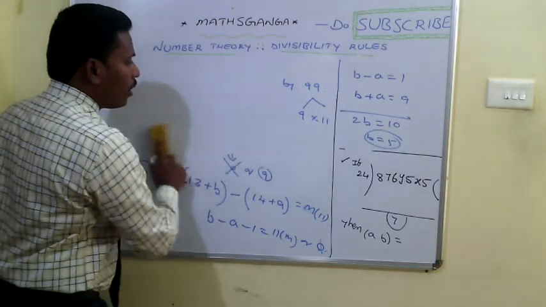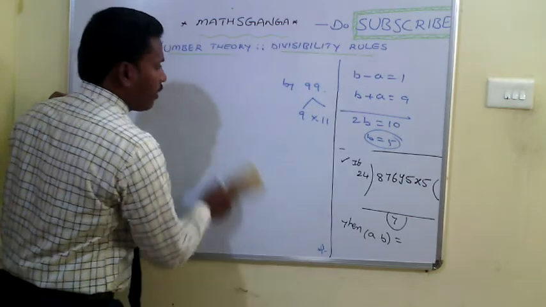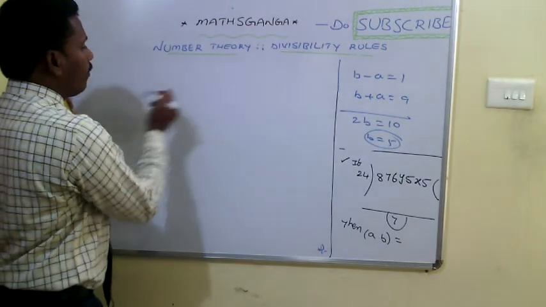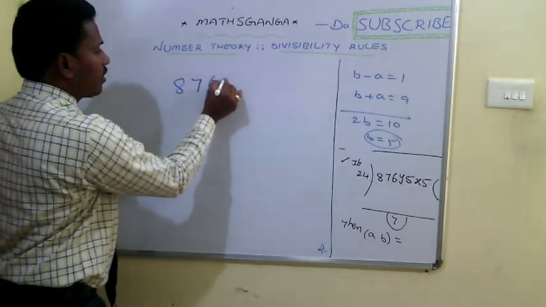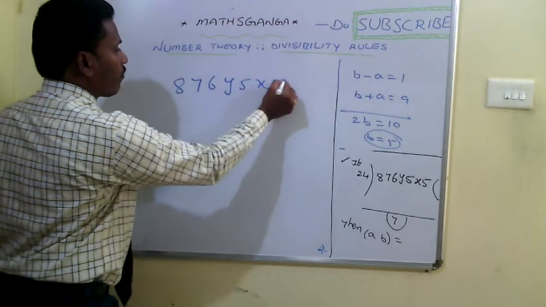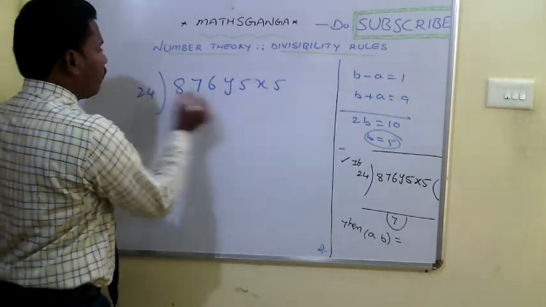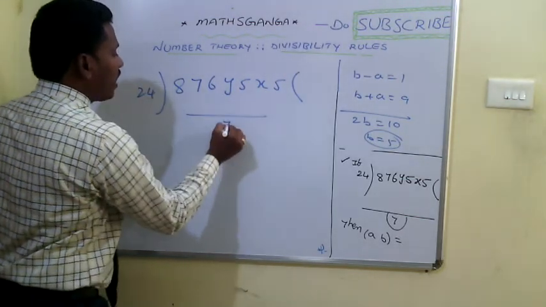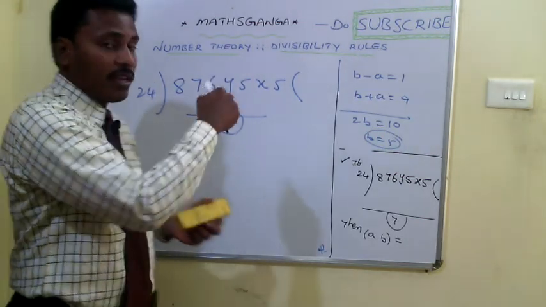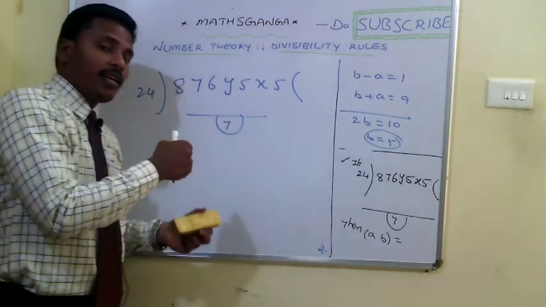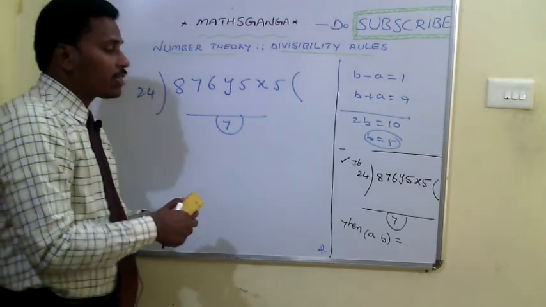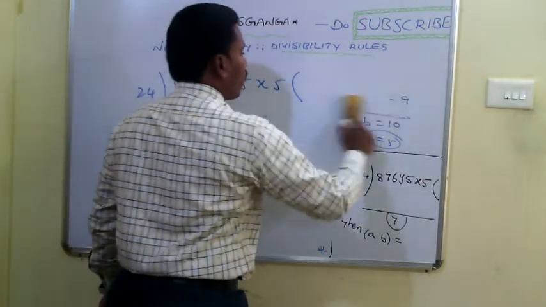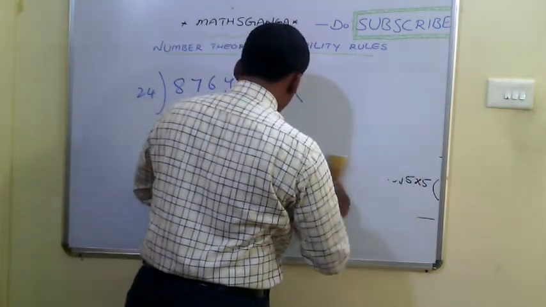What are the values of X and Y if the number 8, 7, 6, Y, 5, X, 5 is divisible by 24? If it is divided by 24, it leaves a remainder 7. In the previous case the remainder is 0, but in this case the remainder is 7. Then they ask us to calculate the values of X and Y. How can we calculate?